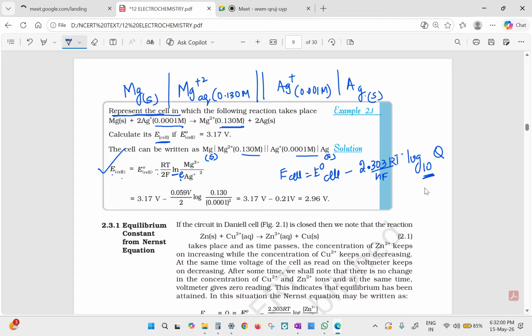Clear? Yes, ma'am. Okay. Now what you need to take care of is the balanced chemical equation and incorporation of the coefficient. See, 2Ag+, so Ag+ concentration to the power 2 and magnesium ion concentration to the power 1. So this much care you must take to calculate. And I told you this will not be very, very tedious, ma'am.